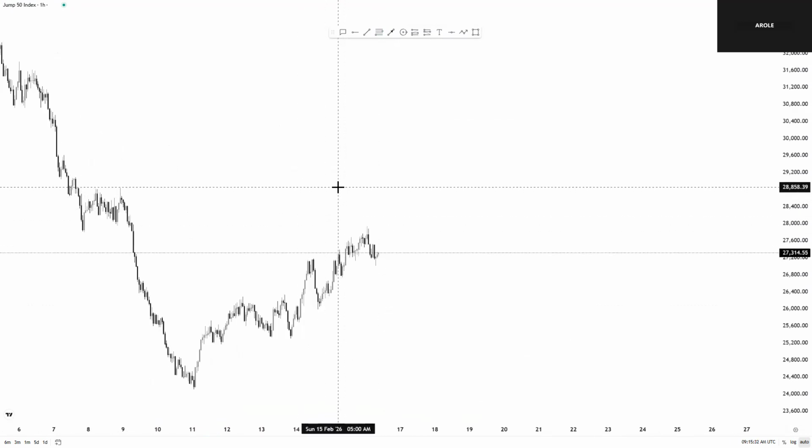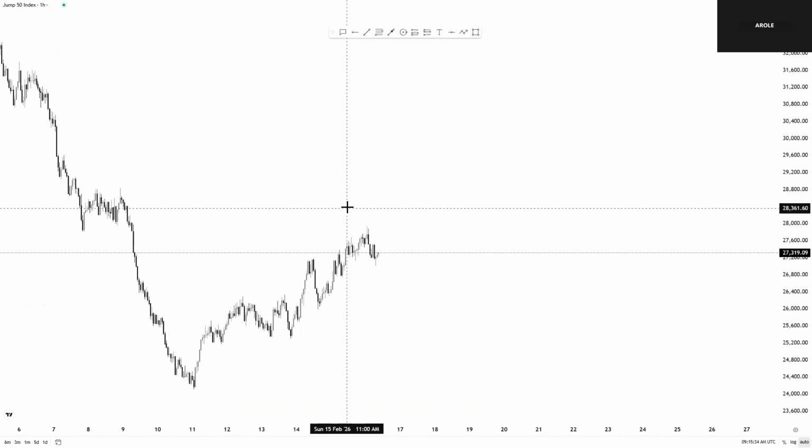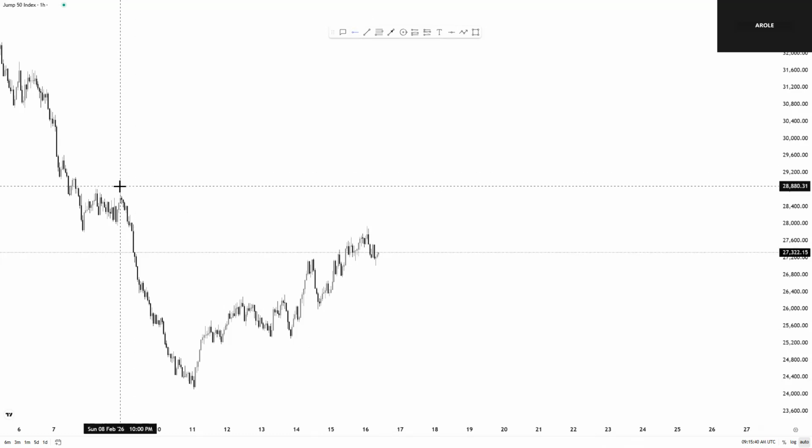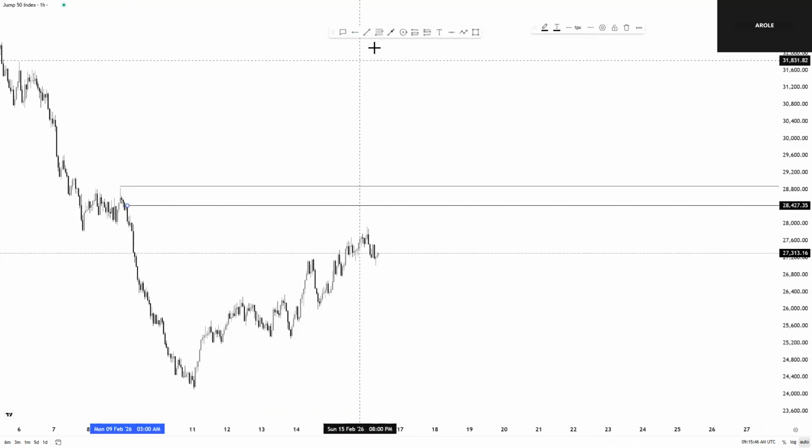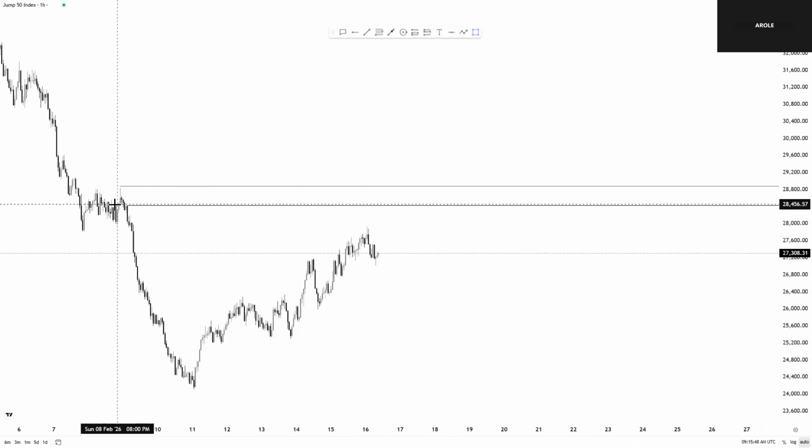I have this protected high, I have this sweep, but is there a very clear liquidity? You guys should look into this. This is a very good one, but it's a low probability setup. It's a very low probability setup.